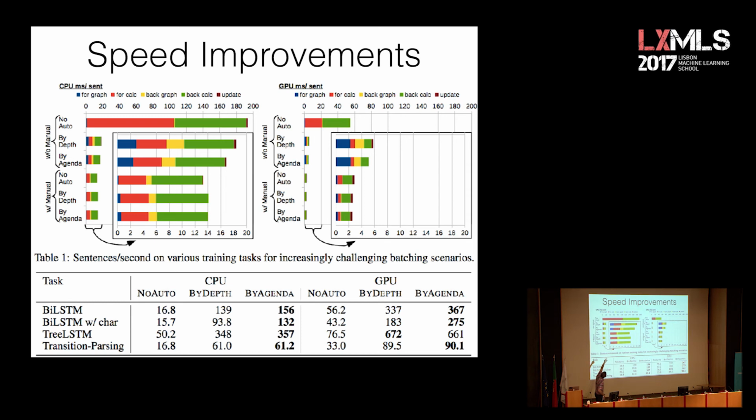If you look at the top row, this is not doing mini-batching. It takes maybe 200 milliseconds per sentence. But if we use our automatic mini-batching, which are the second and third rows, it reduces this to be much lower. The left side is on the CPU, the right side is on the GPU. And we compared it with manual mini-batching, and the automatic mini-batching is a little bit slower.